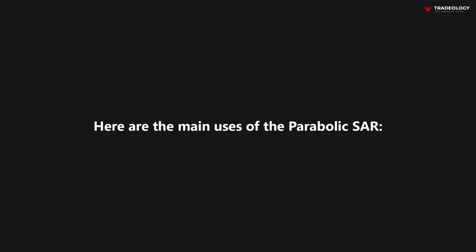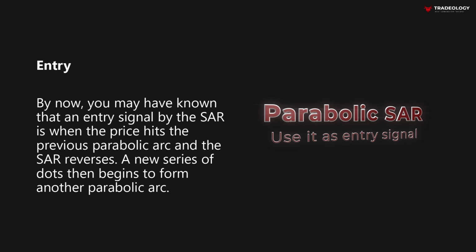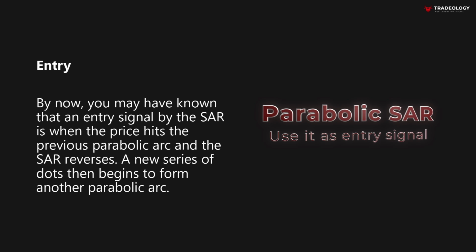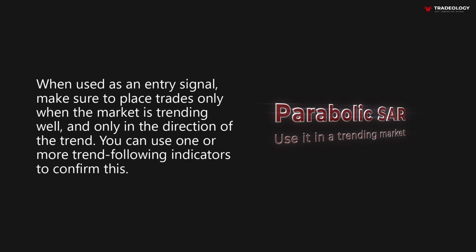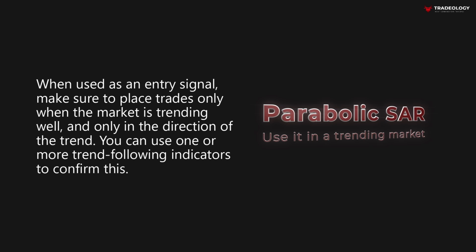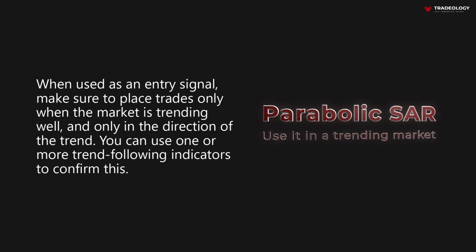Here are the main uses. Entry. By now you might have known that the entry signal by the SAR is when the price hits the previous parabolic arc and the SAR reverses. The new series of dots then begins to form another parabolic arc. When used as an entry signal, make sure to place trades only when the market is trending well and only in the direction of the trend. You can use one or more trend following indicators to confirm this.